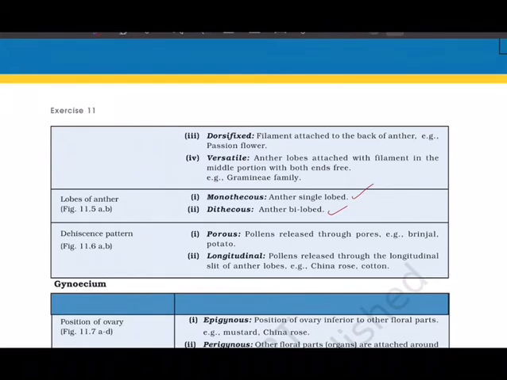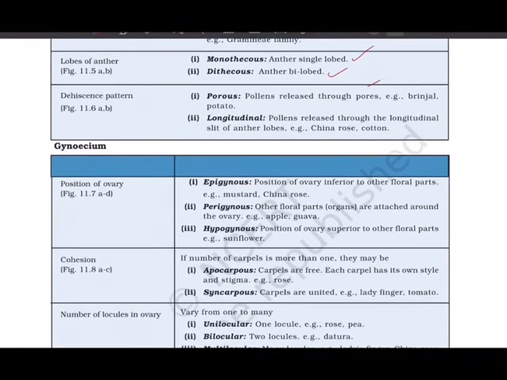Porous: pollens released through pores, like in brinjal, potato. Longitudinal: pollens released through the longitudinal slit of the anther lobes, like in China rose, cotton, etc. Moving ahead, Gynoecium, position of the ovary.